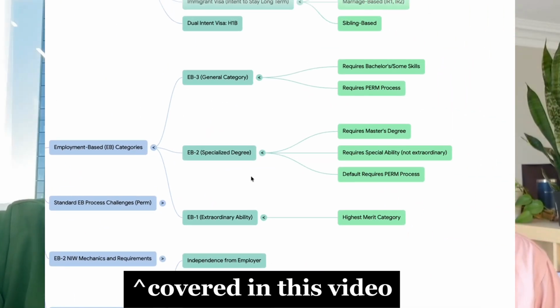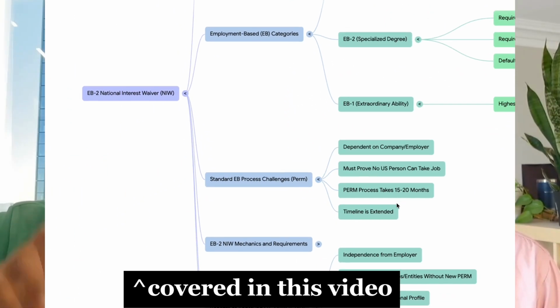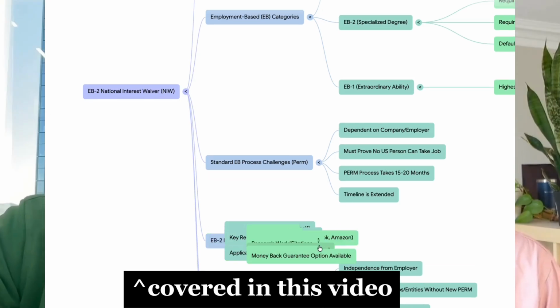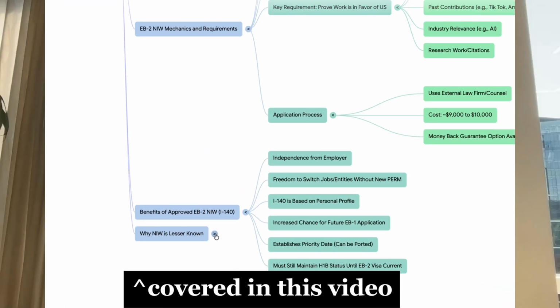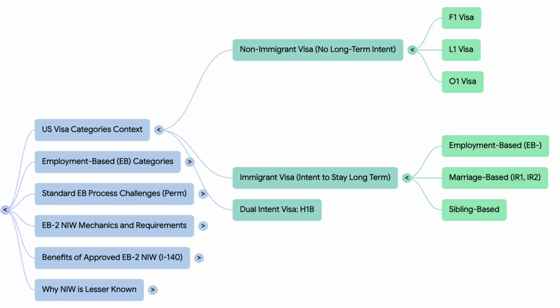So in the US, we have two types of visas: an immigrant visa and a non-immigrant visa. In the non-immigrant category, we have visas like the F1, L1, and O1. On the immigrant side, we have EB2, EB1, EB3, all the employment-based visas, EB5 included. We also have marriage-based visas like IR1 and IR2, immediate relative, and then sibling-based visas. So all these are immigrant visas.